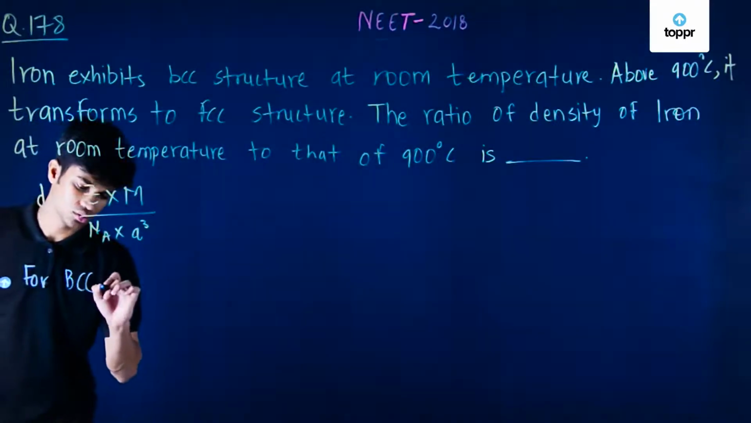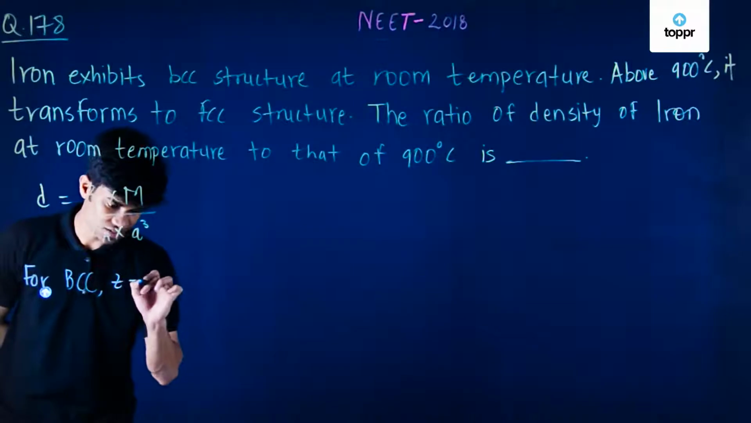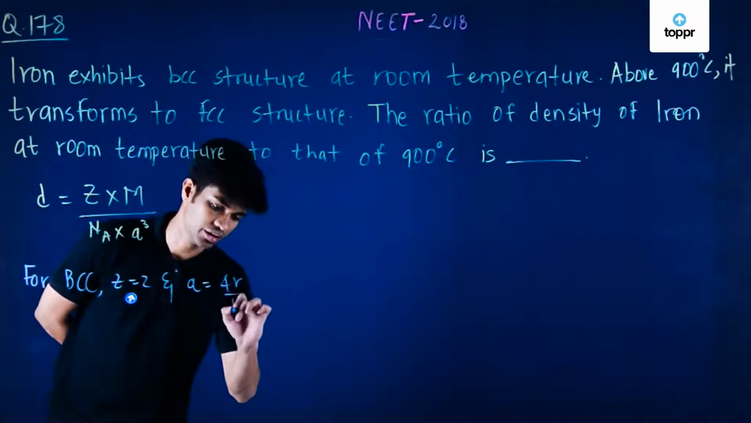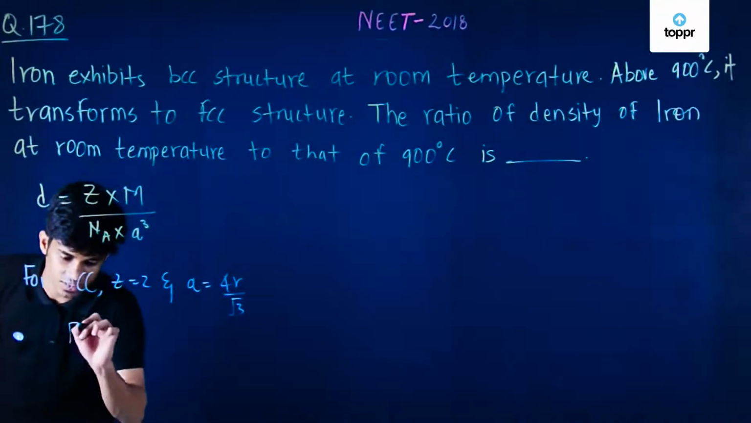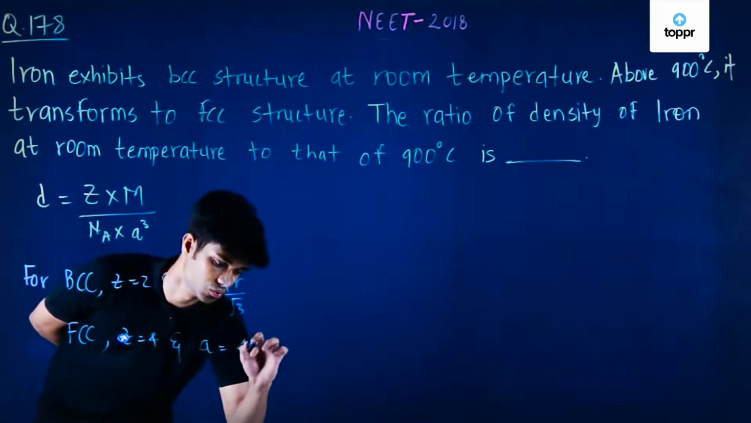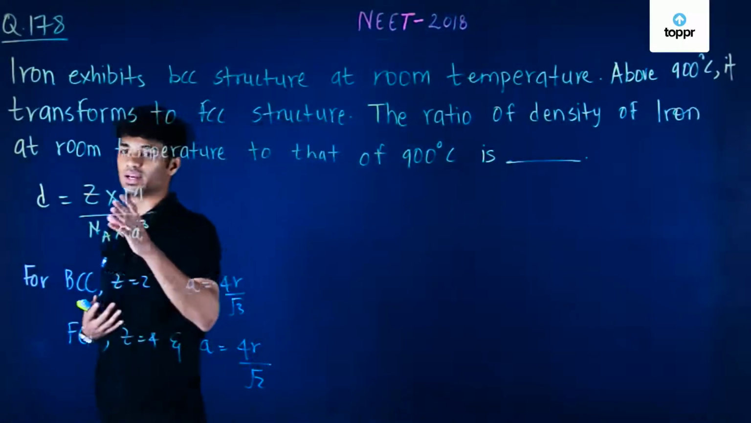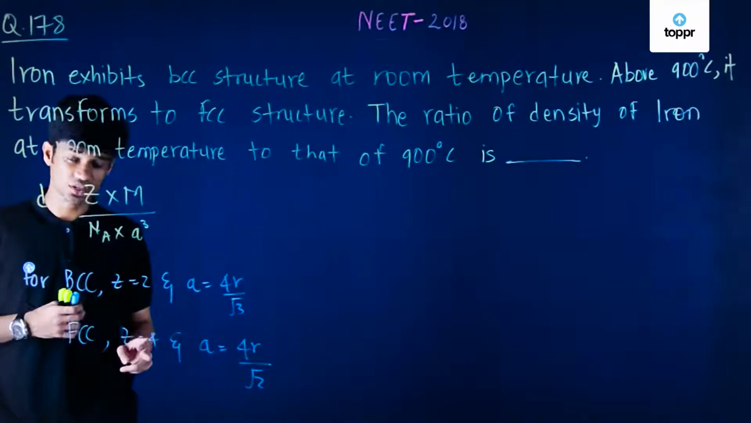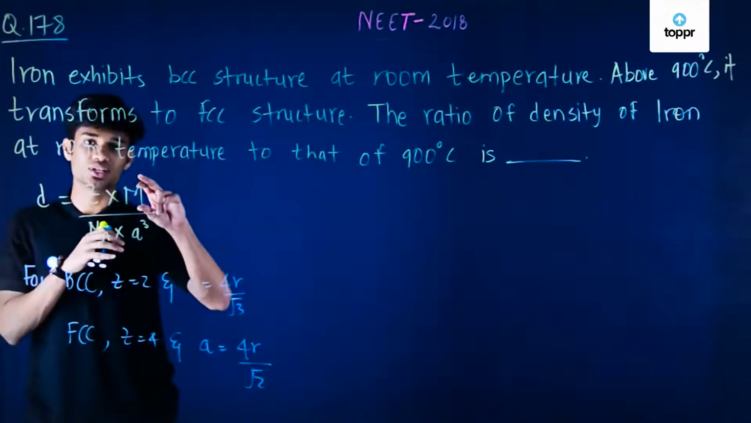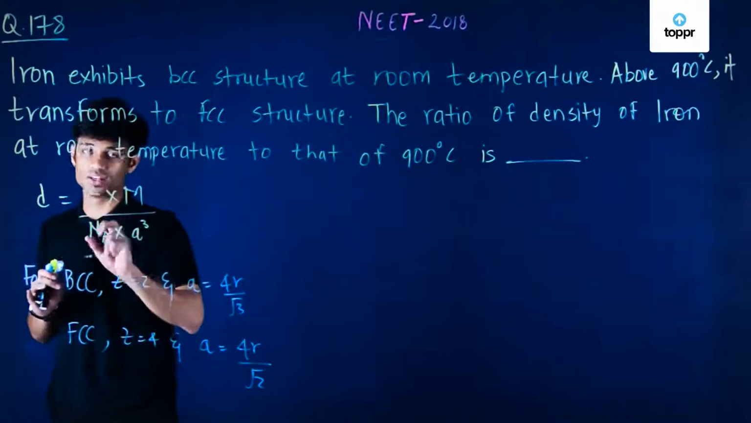BCC structure, you have Z is equal to 2, and a is equal to 4R by root 3. And for FCC structure, you have Z is equal to 4 and a is equal to 4R by root 2. So if you realize, my Z is the factor which changes depending upon the type of cell my metal is crystallizing in. M is going to stay the same because it's for iron, and Na is my Avogadro number, so once again it is going to stay the same.